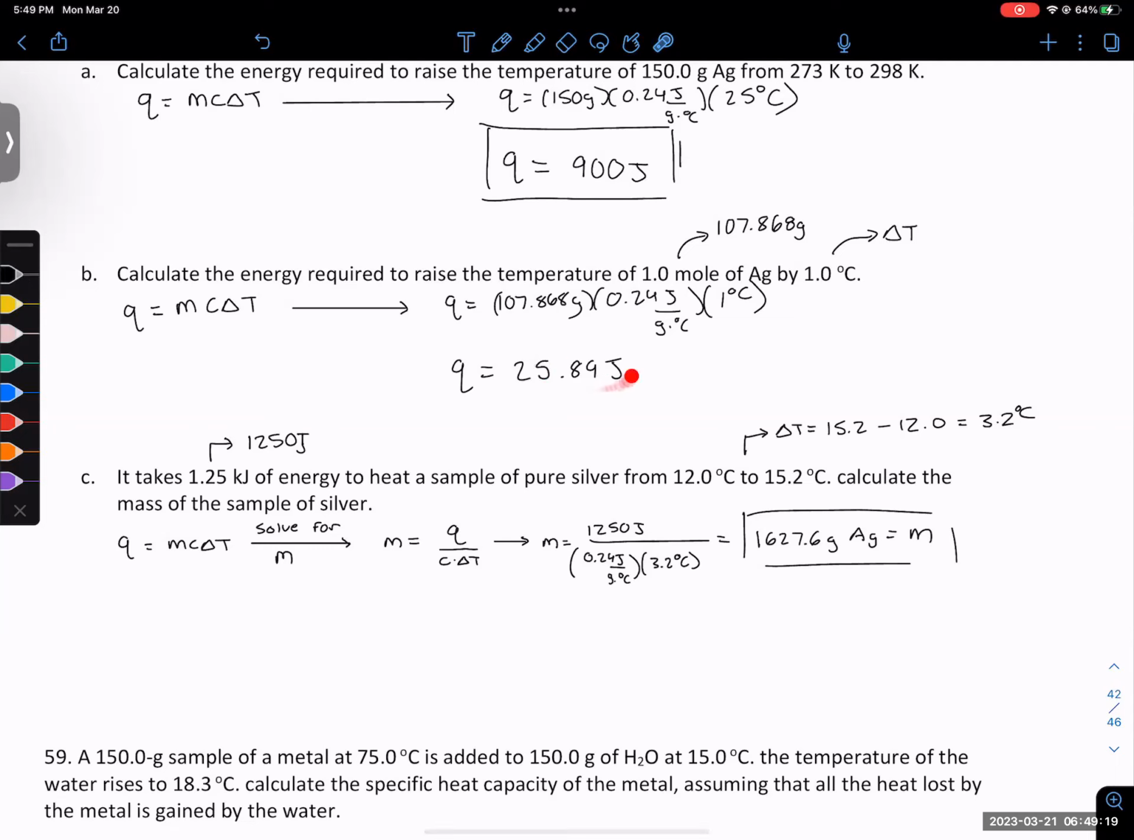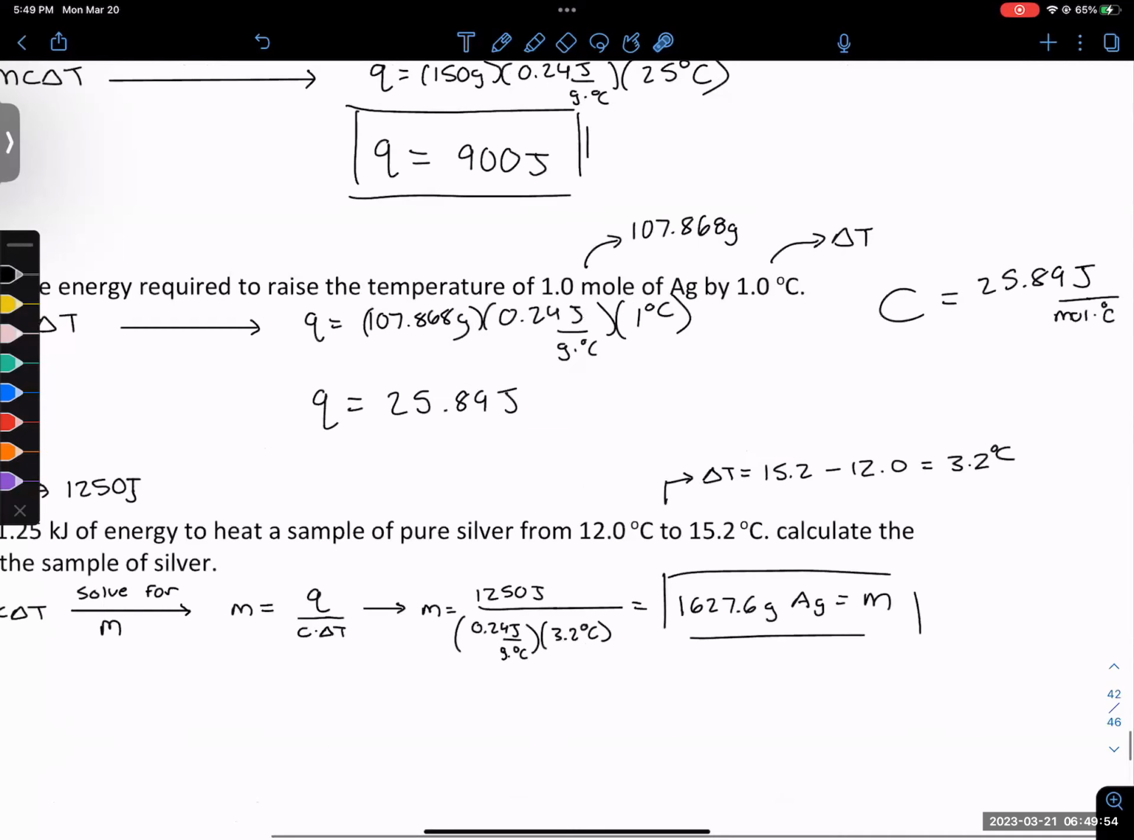But this is the same number as the specific, what is it? The molar heat capacity, which is the amount of heat required to heat 1 mole of silver by 1 degree Celsius. So if you wanted a different unit for C, the molar heat capacity is equal to 25.89 joules per mole times degrees Celsius. So this number here is equal to that. It's just another constant for silver.